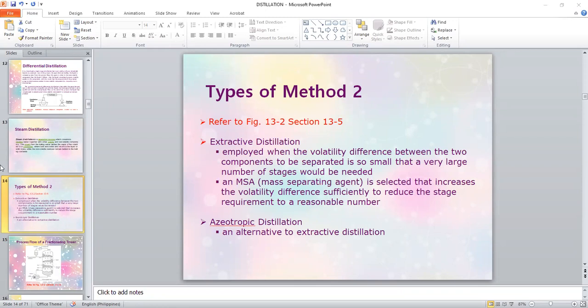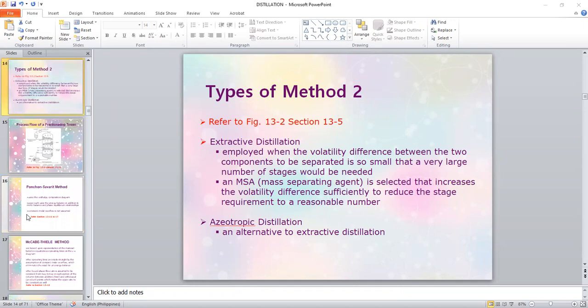So for this afternoon, we will continue with method 2, wherein there is already reflux, a part of the condensed vapor leaving the condenser at the top of the column is being returned back into the column so as to improve the purity of the final product, which is the distillate. So we are now on the types under method 2.